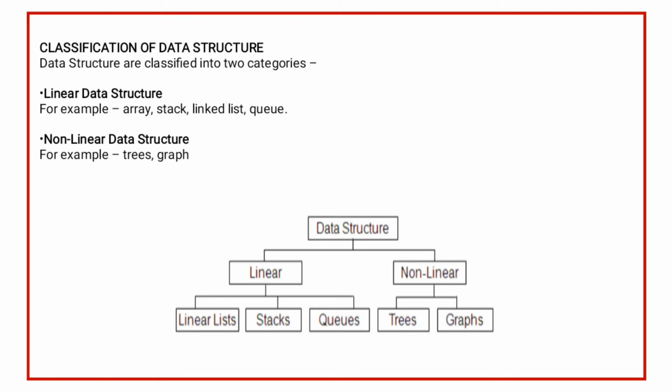Now, what is non-linear data structure? In non-linear data structure, data elements are not arranged in a sequence. It cannot be traversed in a single run. Every data atom is attached with many other atoms. For example, trees, graph. Now, this figure shows linear and non-linear data structure.